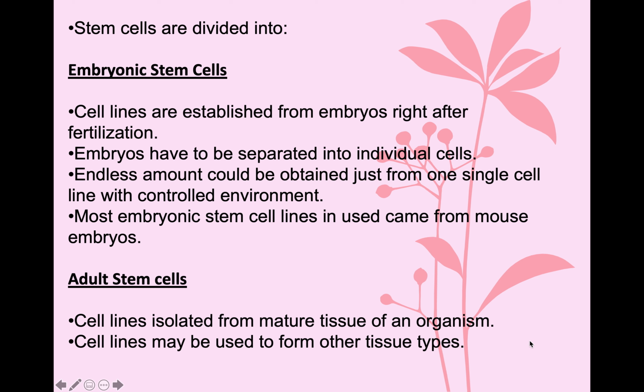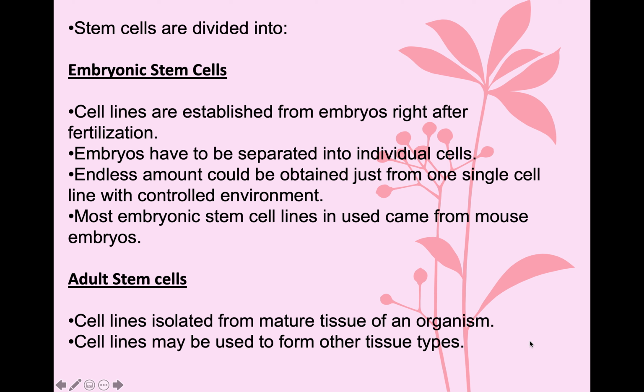Now, stem cells basically are divided into two. We have embryonic and adult stem cells. For embryonic stem cells, usually cell lines are established from the embryos right after fertilization. So the embryos have to be separated into individual cells. And of course, an endless amount could be obtained from just one single cell in a controlled environment, if you know how to grow them in abundance and you have an established protocol.